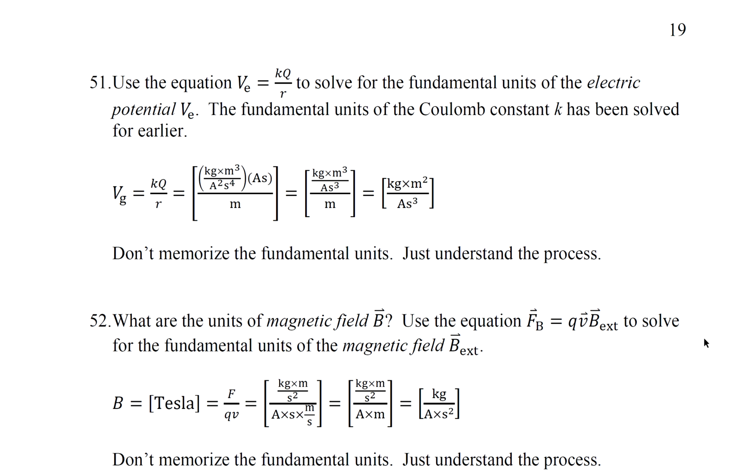Question 51, use the equation V equals KQ over R to solve for the fundamental units of the electric potential V sub E. So 51, there's a small mistake. It should say V sub E, not V sub G. You could see there's a mistake there. So plug in the fundamental units for each variable to get an answer.